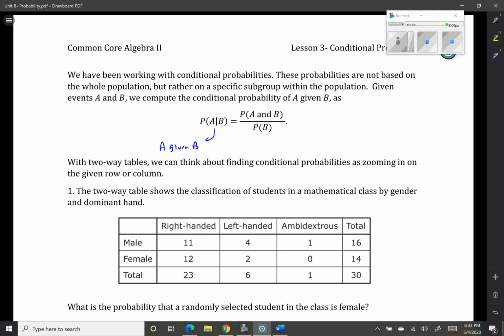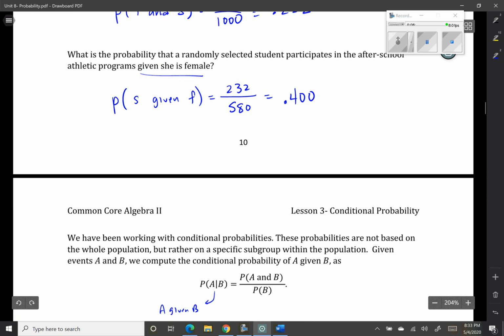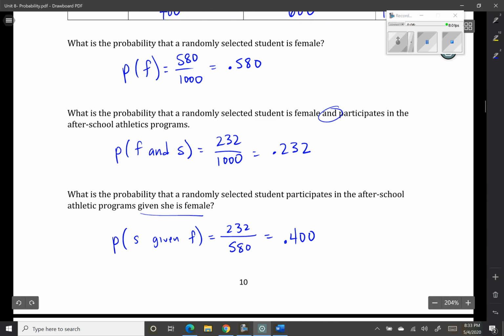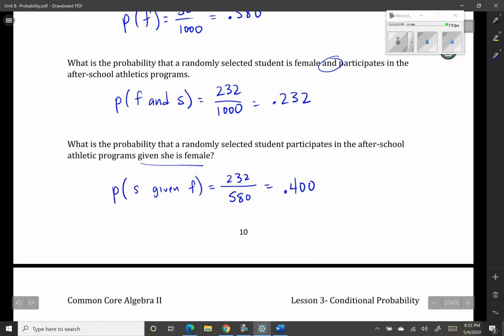For example, if you go back to the previous problem, if we wanted to find the probability of sports given female, we could have divided the probability of sports and female by the probability of female. Well, I knew both of those pieces of information. The probability of sports and female was 0.232. The probability of being female was 0.580.